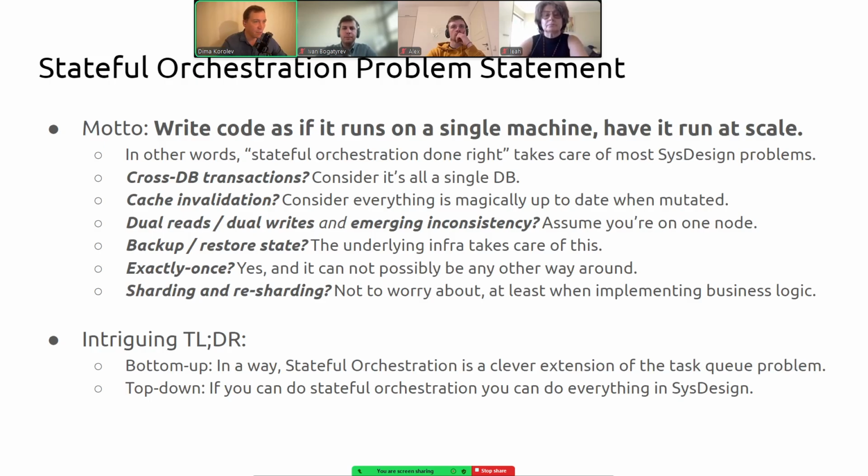So like bottom up, I know it's hard to phrase clearly, but if you could do the task queue problem effectively, it's gonna grow into orchestration, stateful workflows, and you're good to go. On the other hand, top down, once you know how to build stateful orchestrated systems, you have solved every single problem in SysDesign, because you know exactly how to build the code as if it is built for a single machine, but is executed by the environment that runs on multiple machines, concurrently, consistently, and whatnot. So it looks like Holy Grail, and let's see what the issues with it are.